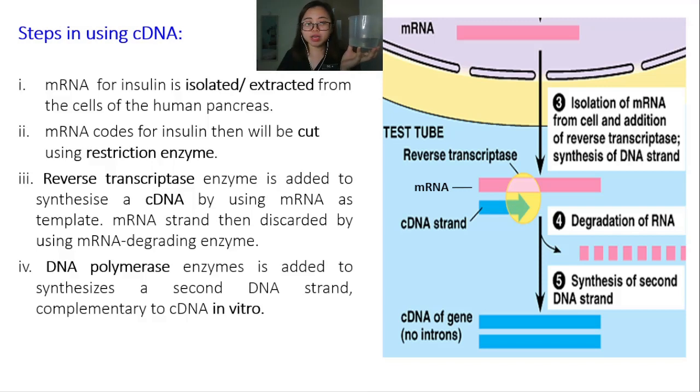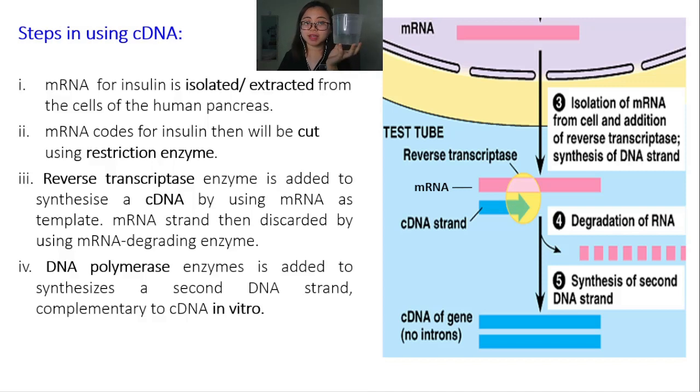After this, to make sure that the single strand cDNA will become double strand DNA, I am going to add DNA polymerase enzyme. So sekarang saya tambah DNA polymerase enzymes. Okay. Apa yang terjadi dalam test tube ini adalah dia akan menghasilkan second strand of cDNA. It's going to synthesize a second DNA strand that is complementary to cDNA in vitro.